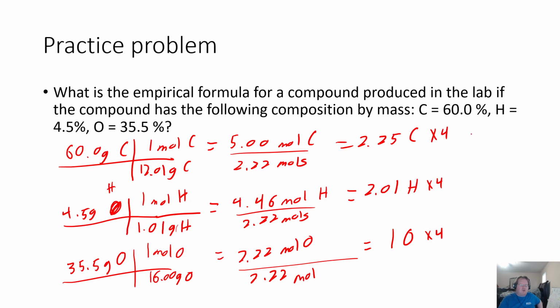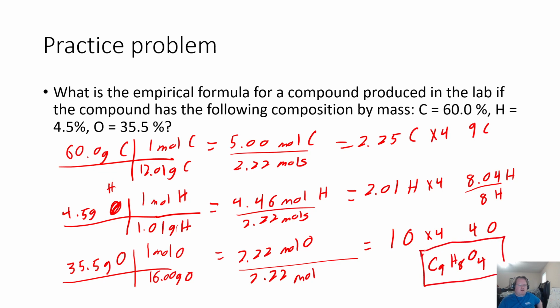When I do that, I'm going to get 9 carbons. I'll get 8.04 hydrogens and 4 oxygens. And again, I kept the decimal for now, but I can see this is still good enough to round. I'm good with that just being 8 hydrogens. And so we have C9H8O4. This is the empirical formula for a molecule that has these 3 percentages for its mass.